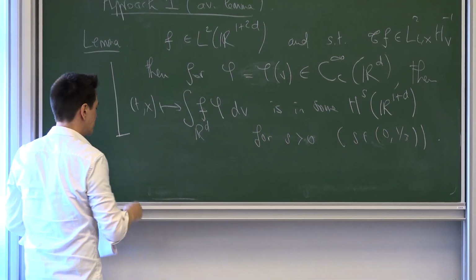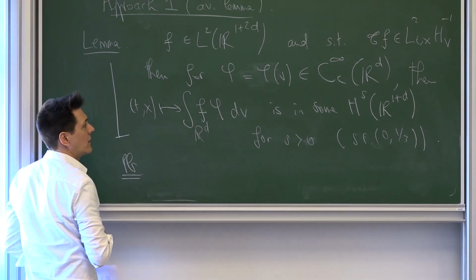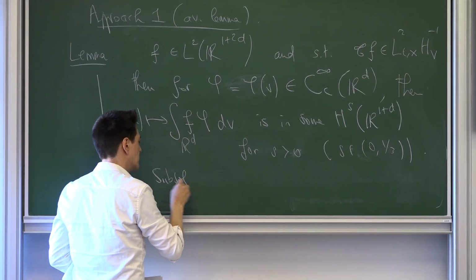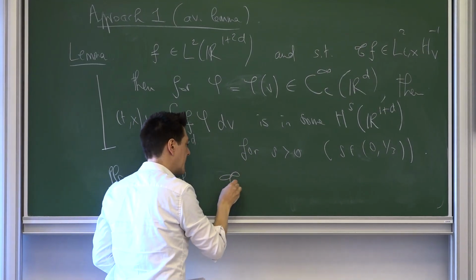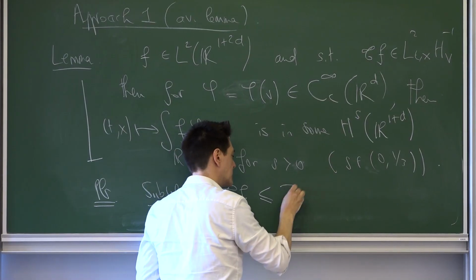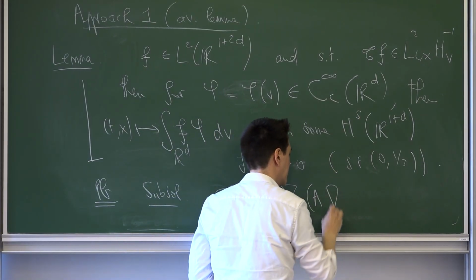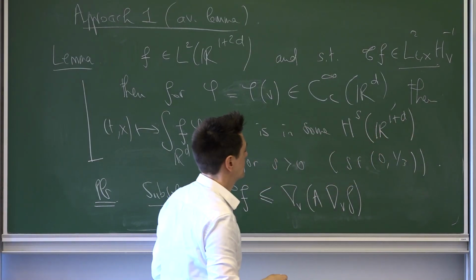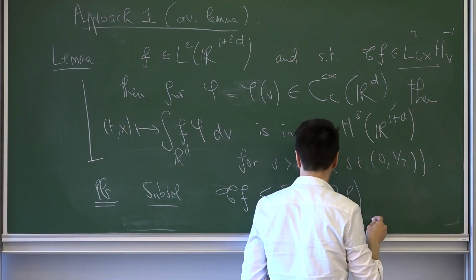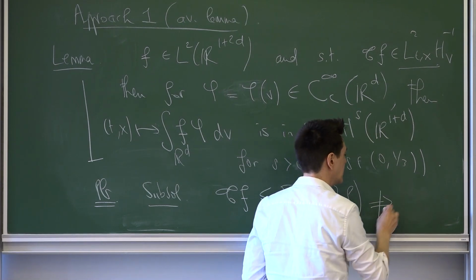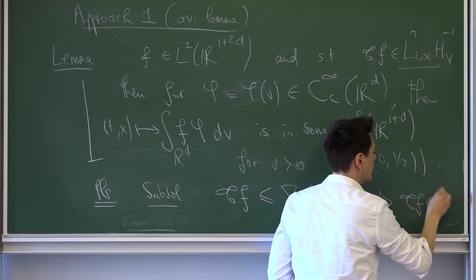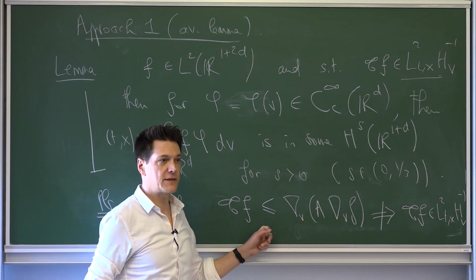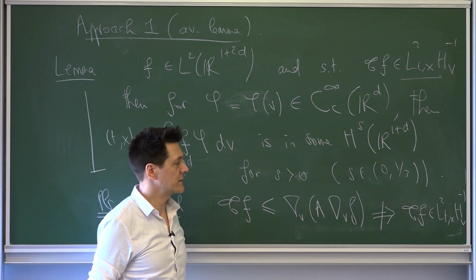Now, there's one problem, which is that a subsolution, transport of f less than grad_v A grad_v f, is not there in general. That does not imply transport of f in L2 t,x, H^-1 in v. Is that clear? Because the defect measure could be less regular than that.